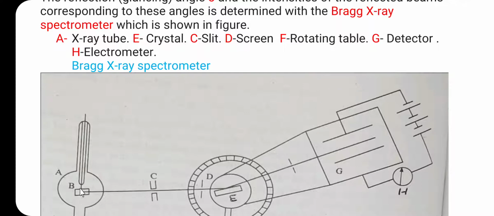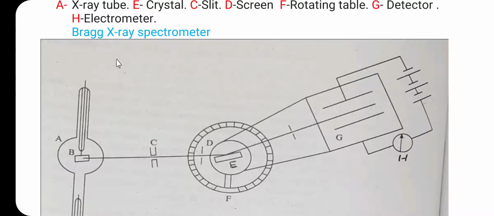In this diagram, A is the X-ray tube, while E is the crystal, C is the slit, while D is the screen. Then F is the rotating table, or turnable table, G is the detector, and H is the electrometer.